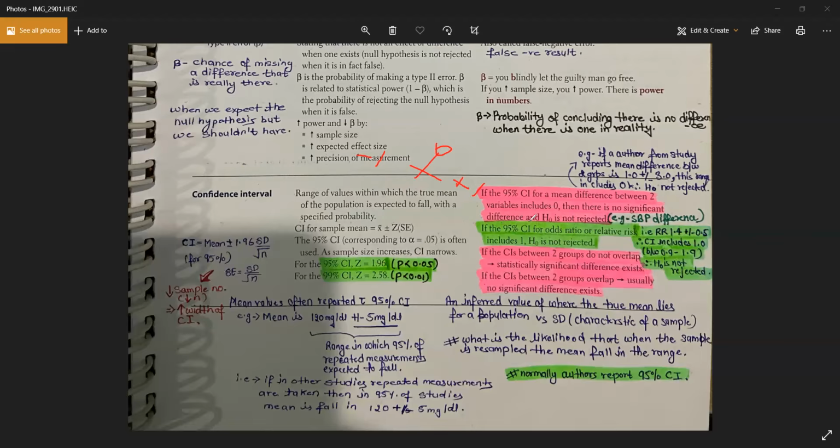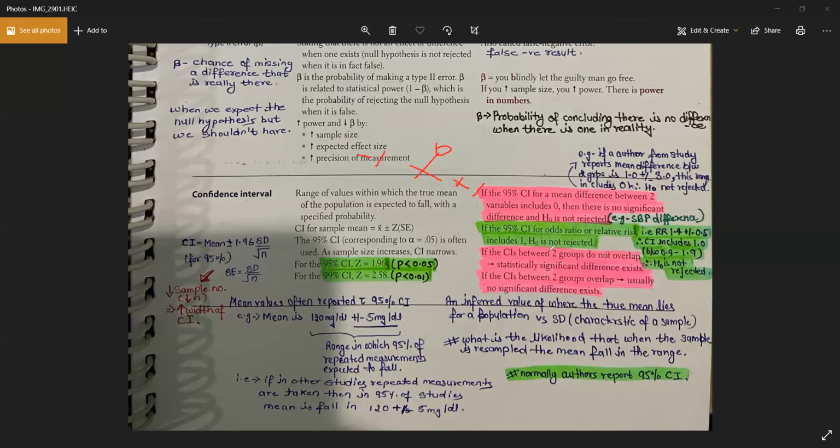For example, you want to measure the blood pressure of a young age group and an old age group, and somehow you're crossing the value of zero in the difference between the blood pressures. If you cross the zero, that means the study is not true. That means the null hypothesis is accepted. In case of an odds ratio or relative risk, if the range crosses 1, for example, if you get a relative risk of 0.6 to 1.3, so this range crosses 1, and whenever it crosses 1, that means H0 is not rejected.